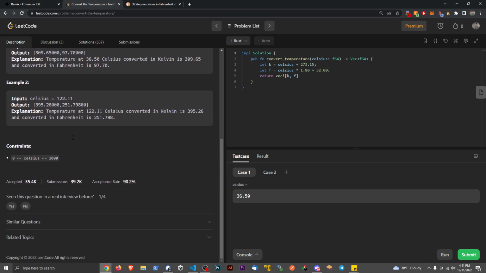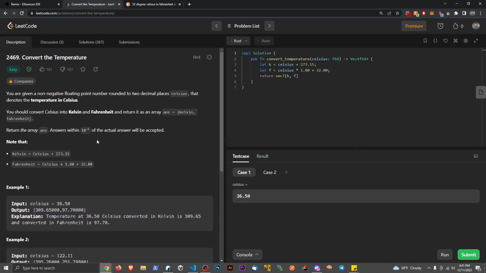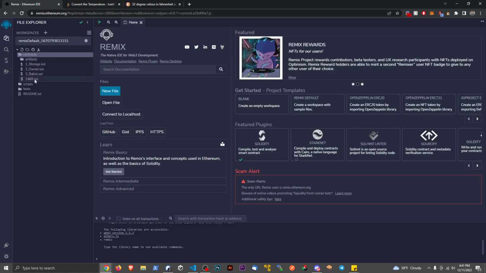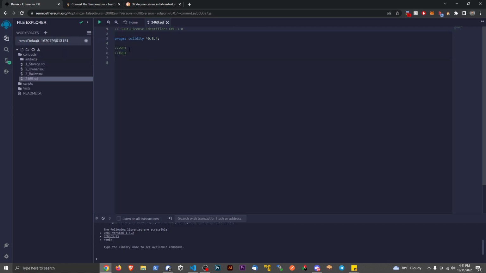Now, if you know anything about Solidity, you know that decimals don't really work in Solidity, right? There are a few libraries out there that might be able to work with them a little bit, but for the sake of this video, we're going to keep things simple. We're going to use what I'm calling K wei and F wei.